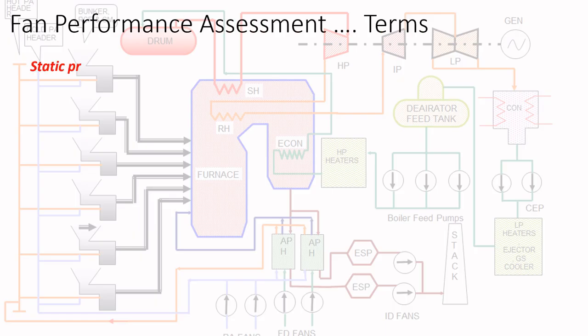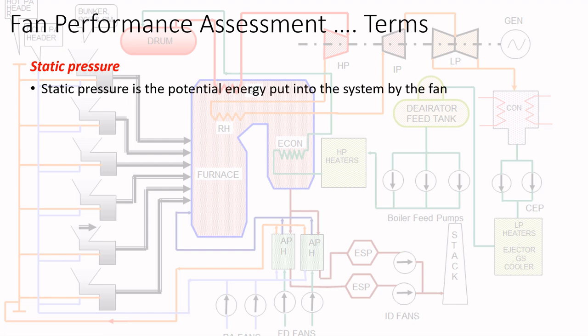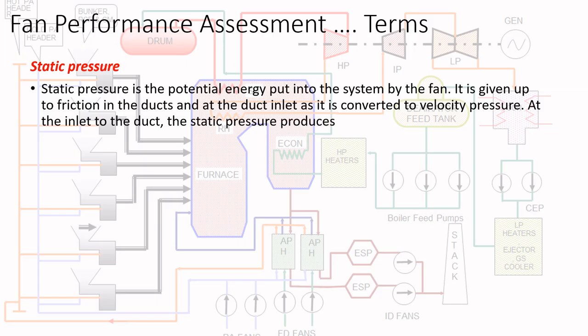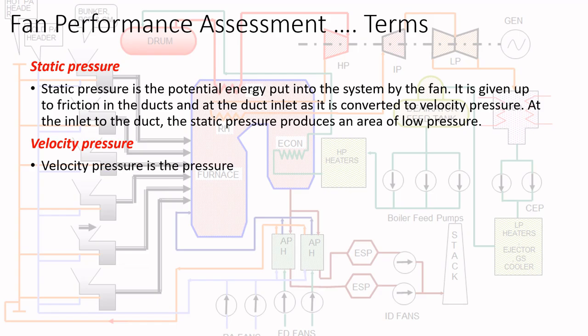The static pressure, as we have already seen. Static pressure is the potential energy put into the system by the fan. It is given up to friction in the ducts. The friction will take some static pressure, and at the duct inlet it is converted to velocity pressure. At the inlet to the duct, the static pressure produces an area of low pressure.